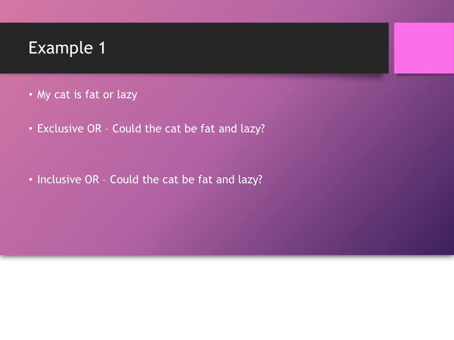All right, now we do want to distinguish this, and if I give you the example, and it says, my cat is fat or lazy. Exclusive, or could the cat be fat and lazy? Well, if we were using the exclusive, no. Because remember, we exclude the intersection. We get rid of both things. The inclusive would allow the cat to be both fat and lazy.